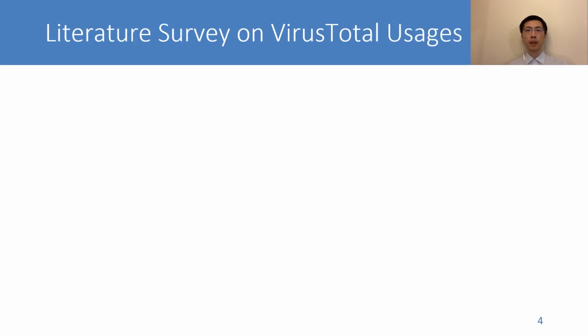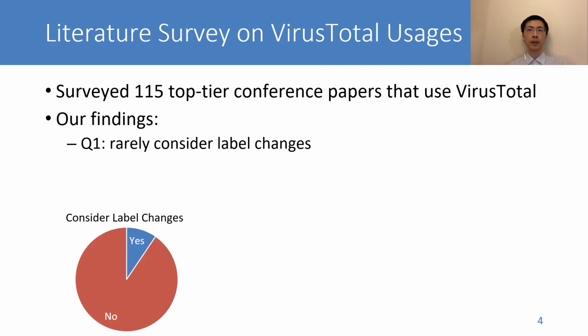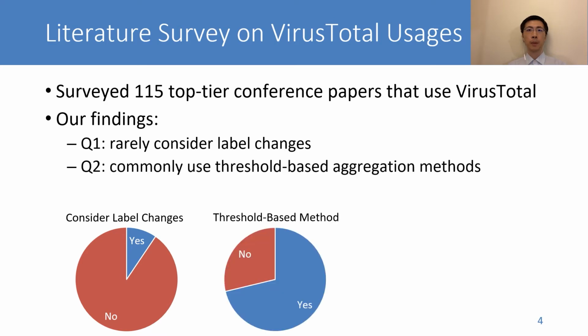We first conducted a paper survey to understand how previous researchers handle the three challenges. Our survey is based on 115 top-tier conference papers. We have three findings. First, most papers do not consider the possible label changes on VirusTotal. Second, a large portion of papers choose a threshold-based method to aggregate labels from different engines.